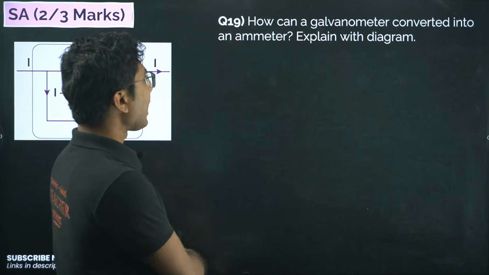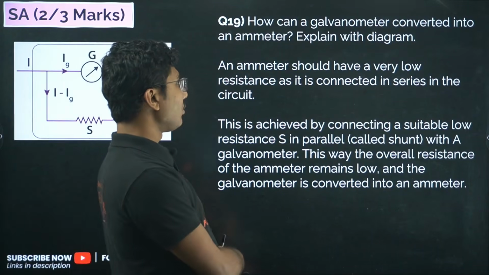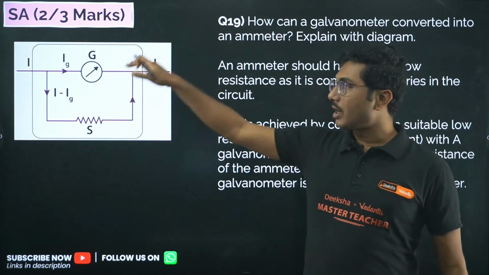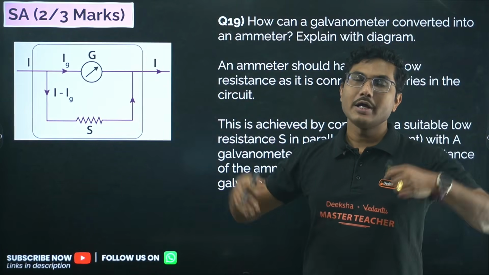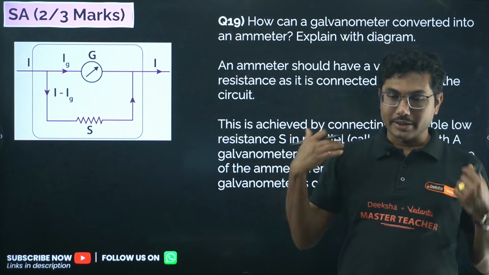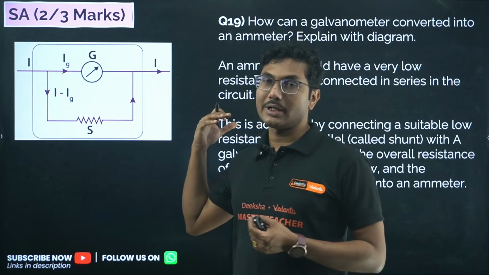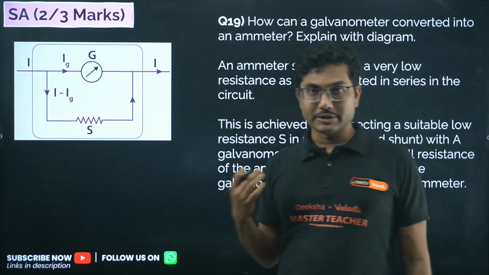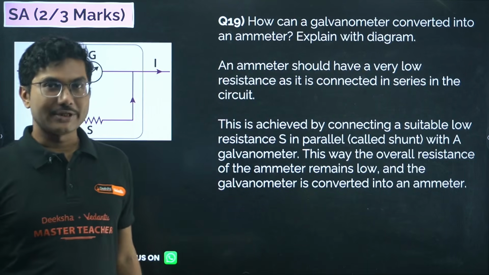Next, how can a galvanometer be converted into an ammeter? Explain with the diagram. An ammeter should have a very low resistance as it is connected in series in the circuit. So again, if you connect something in series, the resistance should be low. If you are connecting something in parallel, the resistance should be high. If you are connecting something in series, the resistance should be low, so that the original balance of the circuit does not change because of the connection of these devices. That's why we do not use a simple galvanometer, we use an ammeter or voltmeter. Those are specific kinds of measuring devices.